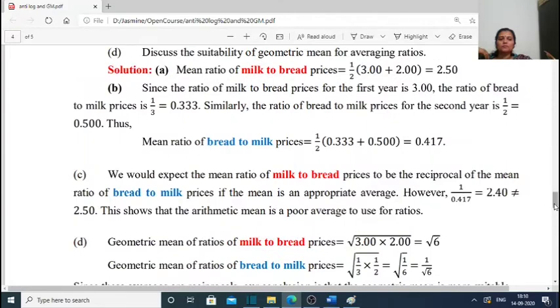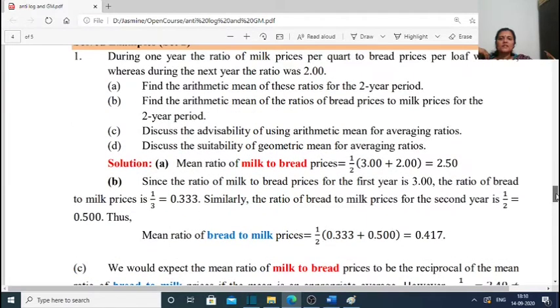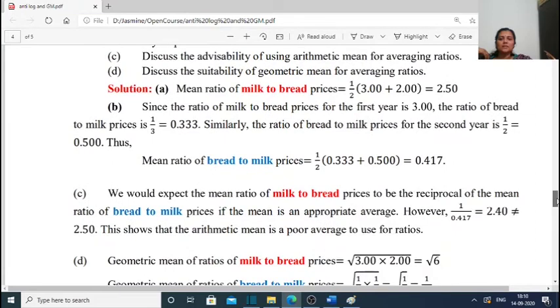Next, problem C. Discuss the advisability of using arithmetic mean for averaging ratios. We would expect the mean ratio of milk to bread prices to be the reciprocal of the mean ratio of bread to milk prices if the mean is an appropriate average. However, 1/0.417, which is equal to 2.40, is not equal to 2.50. This shows that the arithmetic mean is a poor average to use for ratios.